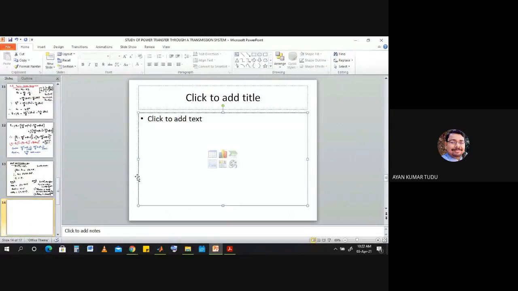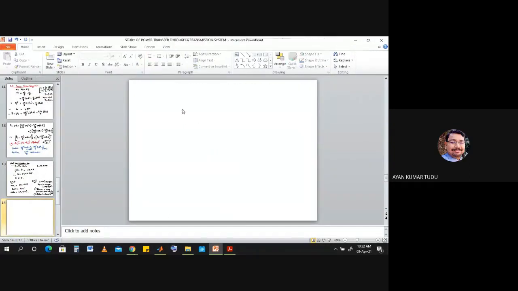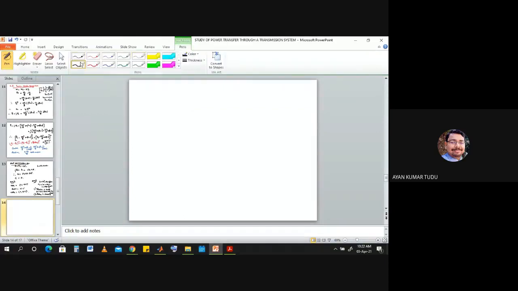Why? Because we have studied the corresponding equation for our generator case also. We know that active power flows from the higher value of delta to the lower value of delta. Something like this we have studied, no? So the power angle curve, that is the P-delta curve, should come around something like this, correct? And at delta equal to 90 degrees, we should get the maximum value.